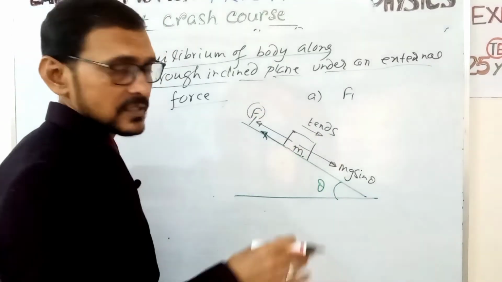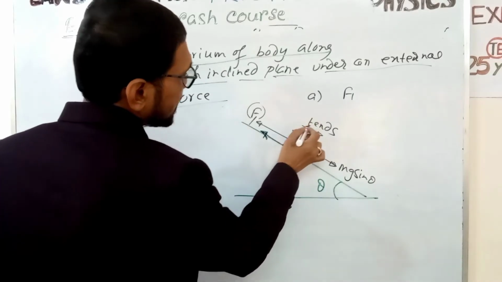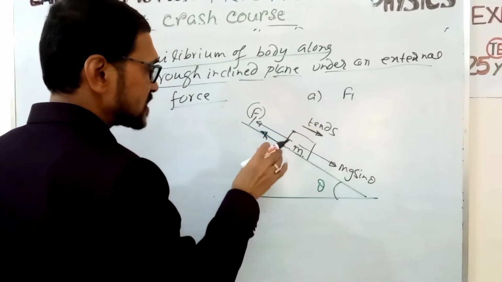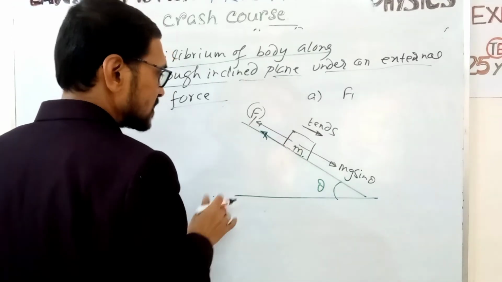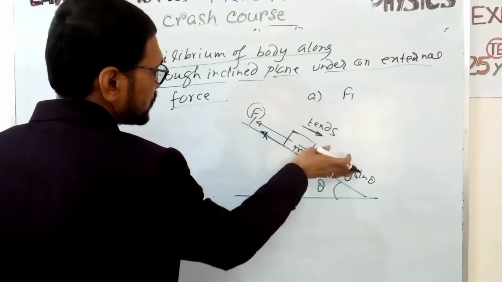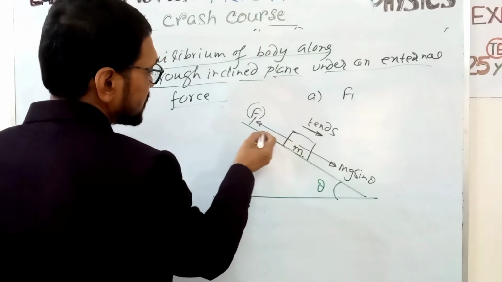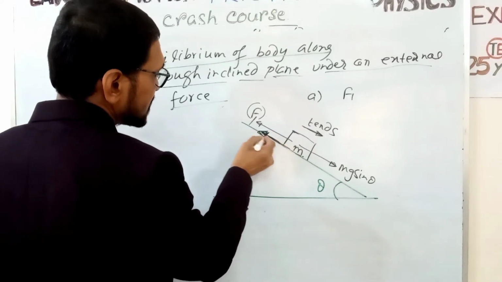Point to remember, the body tends to move. Tends to move means it has a tendency to move, but it is not in motion. So if the body tends to move downward, what is the direction of the friction force?